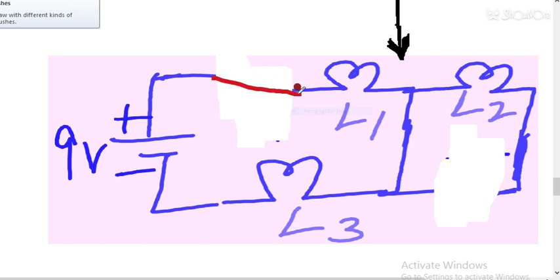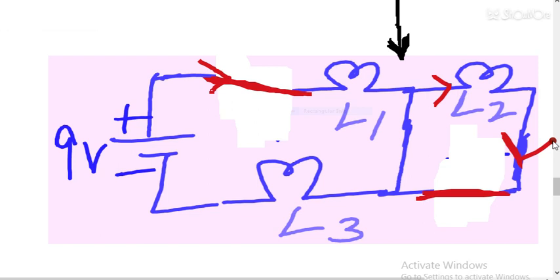So it is like this one. This is the closed switch. This will also act as a closed switch. So now some current will flow in this direction also, and some current will flow in this direction also, because both the loops are closed. So that means in the fifth question, light L1 will glow, L2 will also glow, and L3 will also glow.